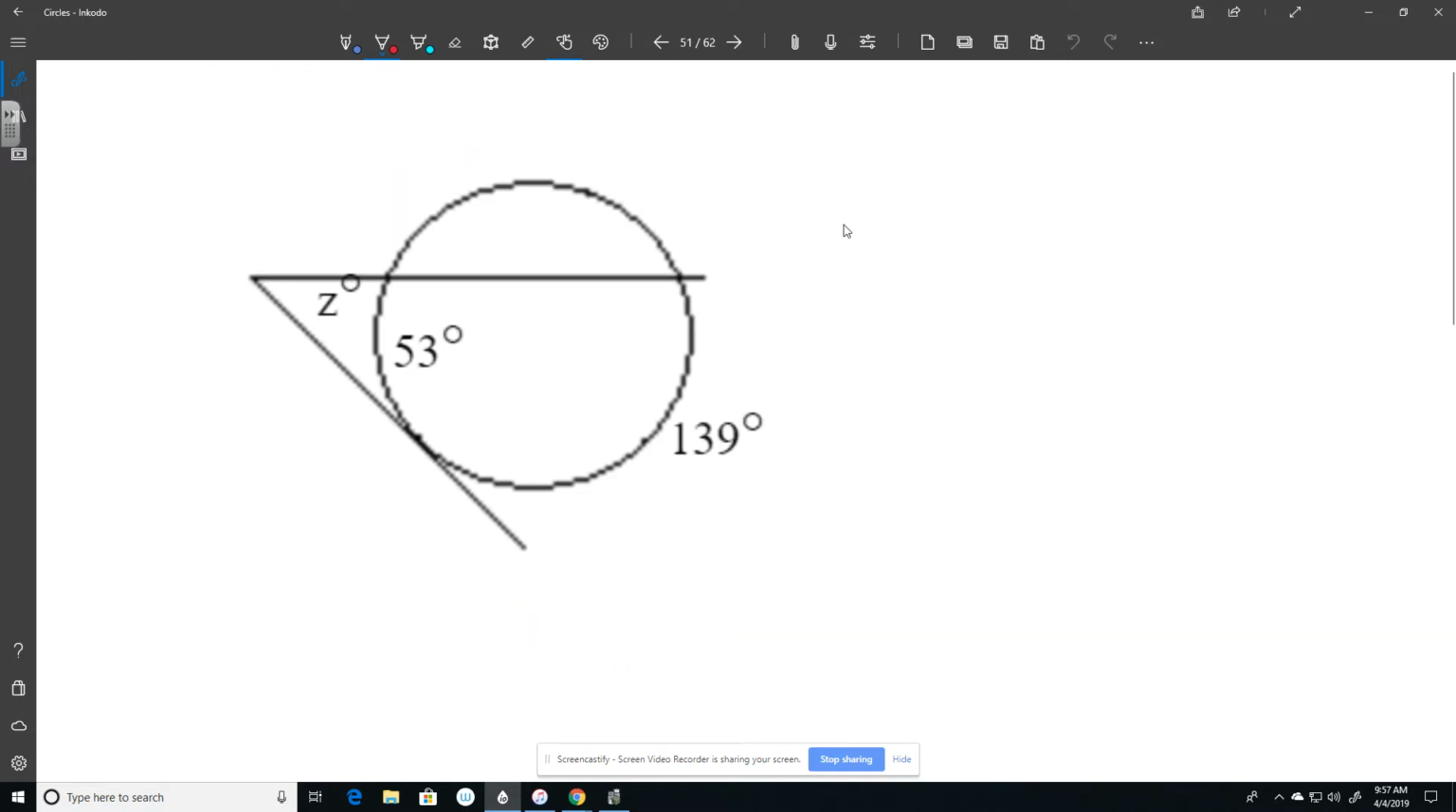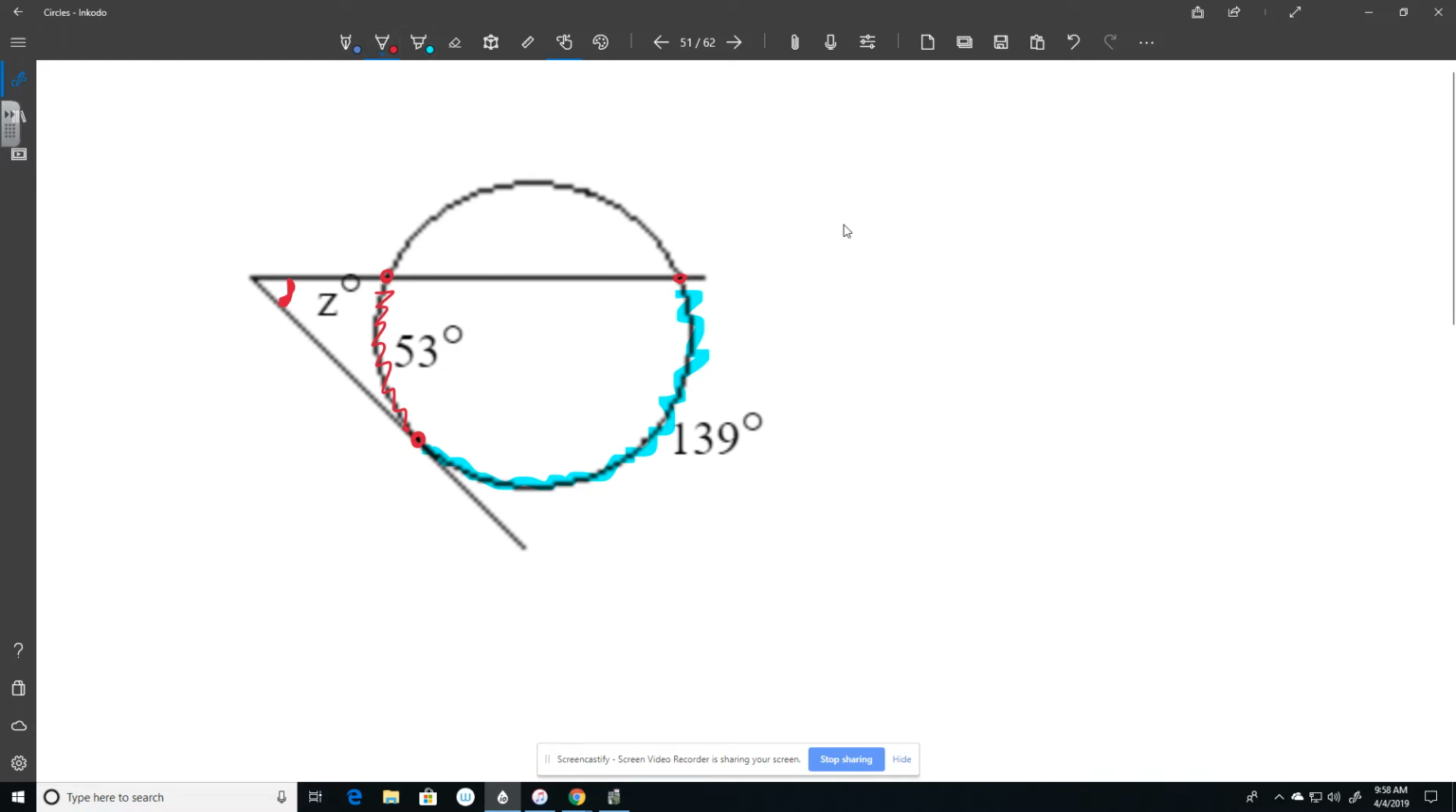Uses a rule that we didn't use a lot in class, but I have 2 lines that intersect my circle. This one intersects here and here. This line only intersects in 1 point, but it wants me to find this angle on the outside of the circle. To do that, remember that I have to take the big arc. So when my lines intersect, it makes 2 arcs. It makes this little red one right here, but it also makes this big blue arc.